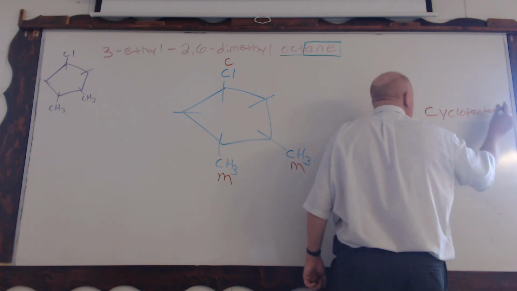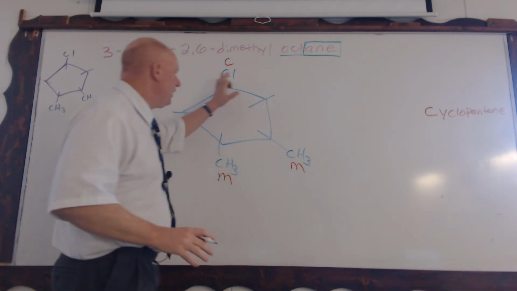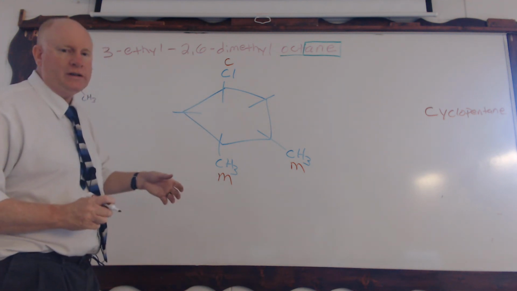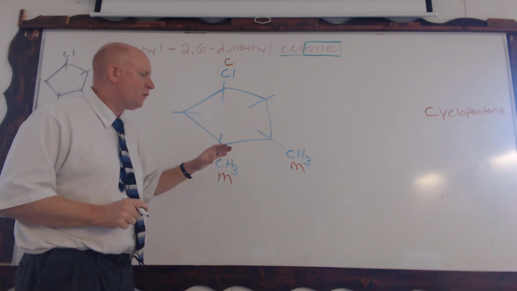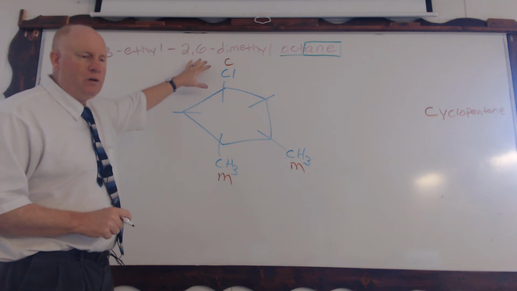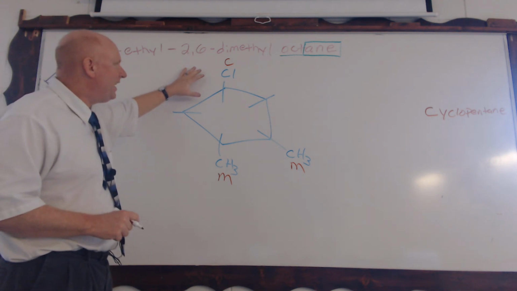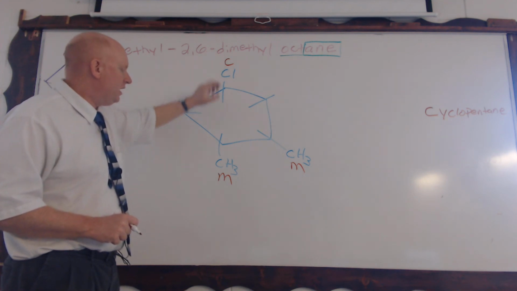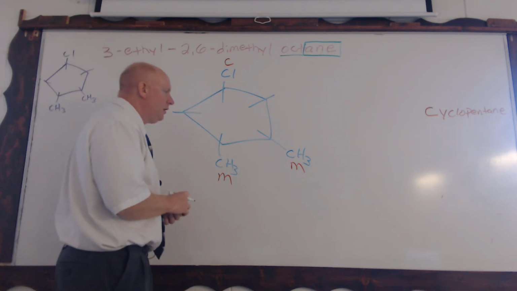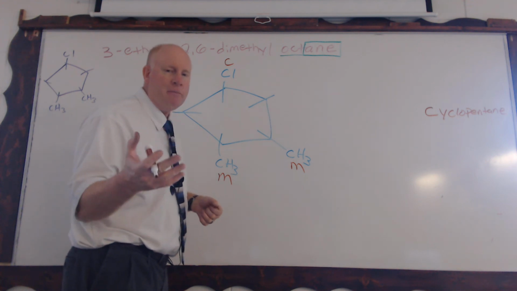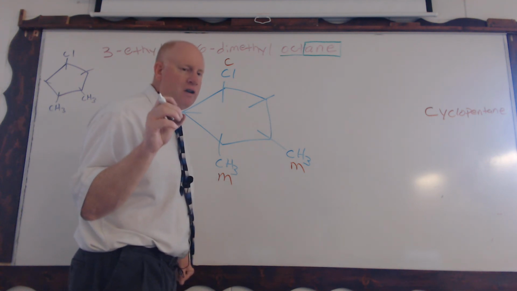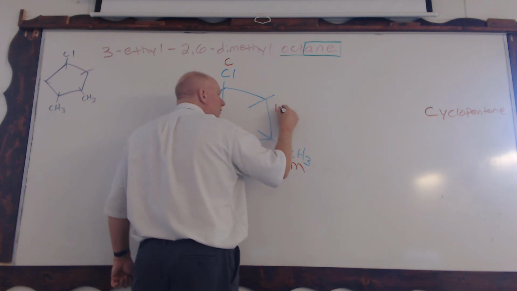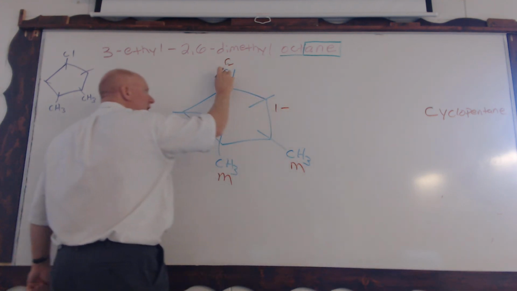If nothing else was on here, we'd have cyclopentane. I want you to think about what is going to take priority on here. When we go through alphabetization, the chloro group would go first because the C comes before the M. But remember, there's dimethyl in there, but we disregard prefixes. So 1 dash, this is taking priority.